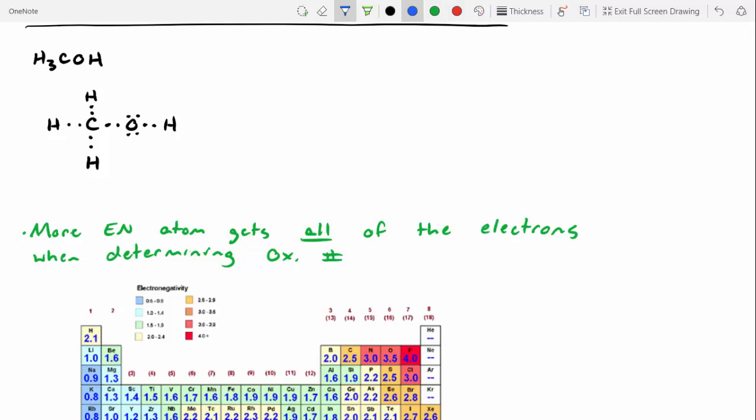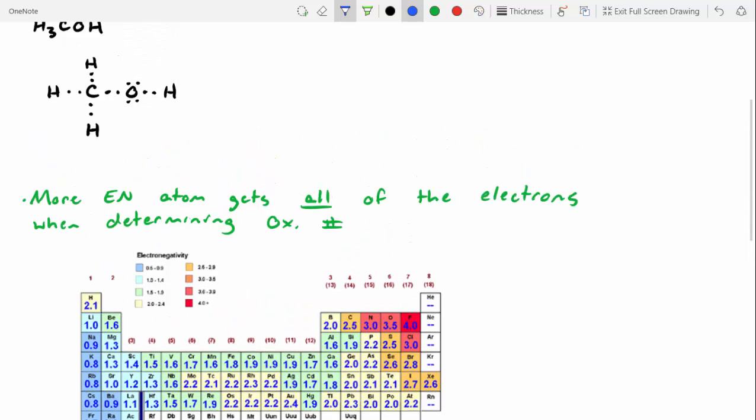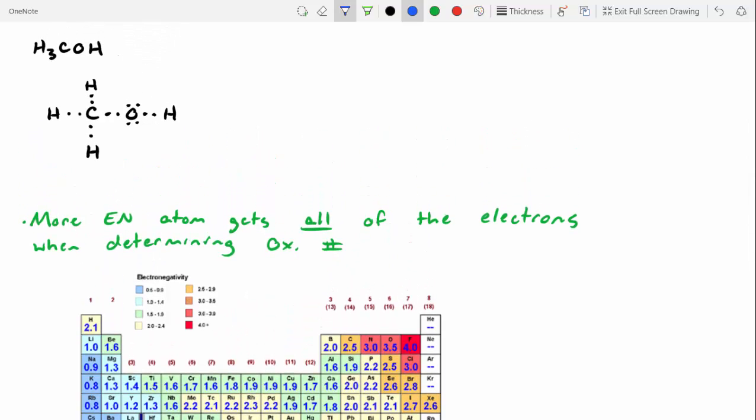And what's more electronegative, oxygen or carbon? Oxygen should be. So if we look at oxygen on the table, it's 3.5, carbon's 2.5. So in this case, when we circle all of the electrons that belong to carbon now, we're going to circle all of those. And the way to determine oxidation number is you do the valence number minus the circled electrons equals oxidation. So in this case, what's the valence number for carbon?